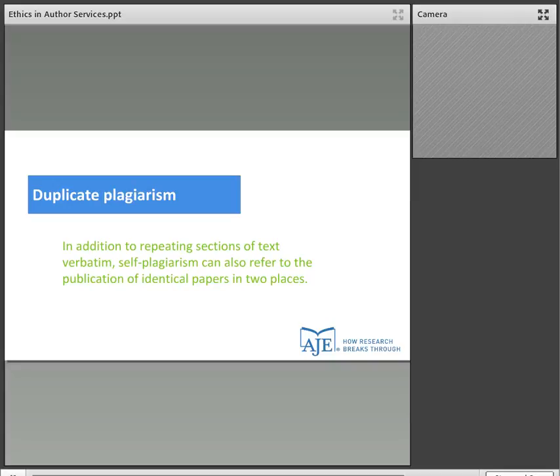Now, most journals will have a disclosure statement that you have to sign that indicates that you have not submitted this work for publication elsewhere, and nothing in the work has been published elsewhere. So by agreeing to that, you're saying I'm not committing duplicate plagiarism. All right. Now that's my last slide on plagiarism, and I see some agreement from everyone in the chat box.